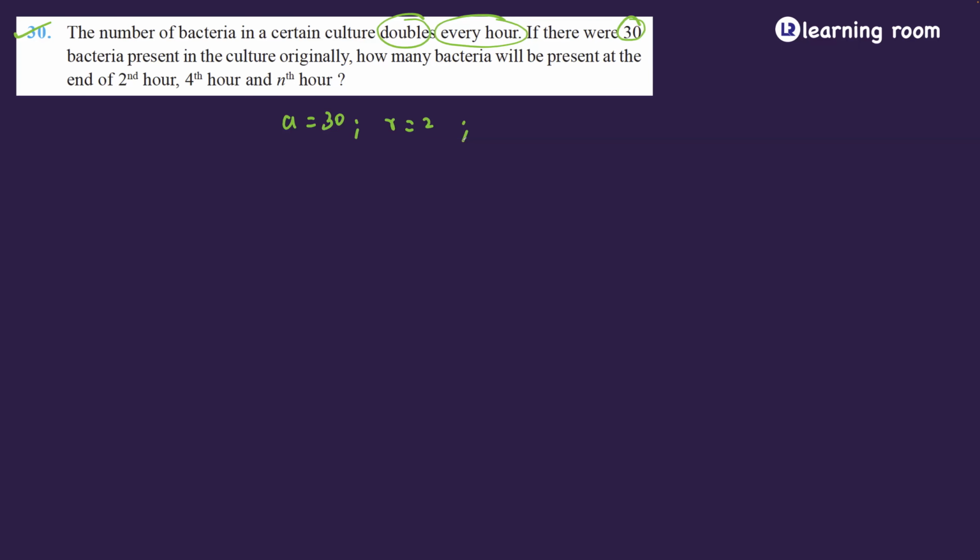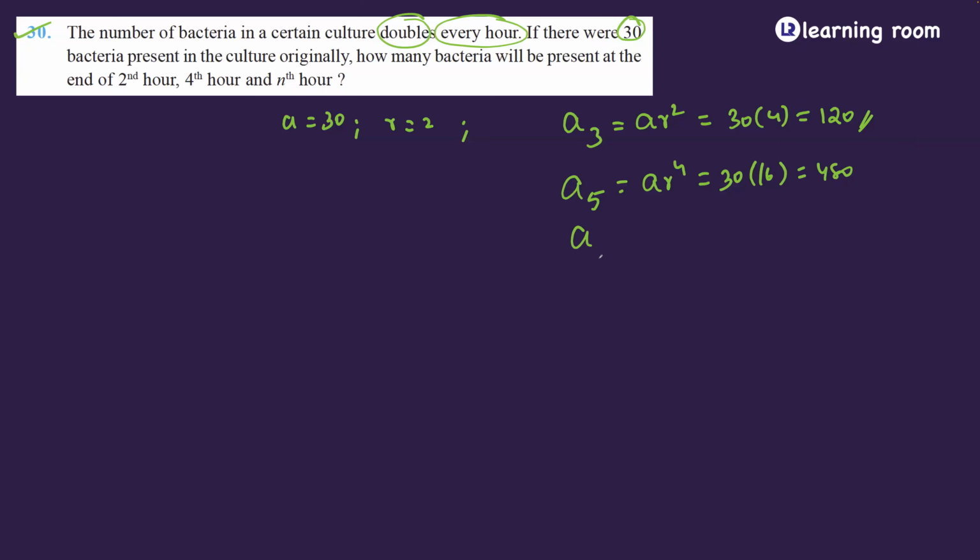So at the end of second hour, which term is going to come? Is it A2 or A3 that they're asking? It is A3. Right. If it is A3, it is A R square. A is 30, R square is 4. It will be 120. So what about at the end of fourth hour? Fourth hour means A5. So it will be A R power 4. It will be 30 into 16, which will be 480.